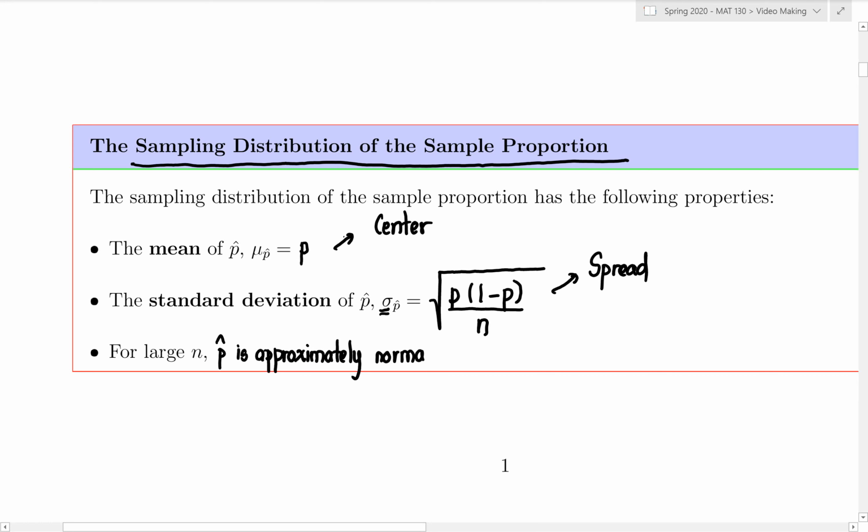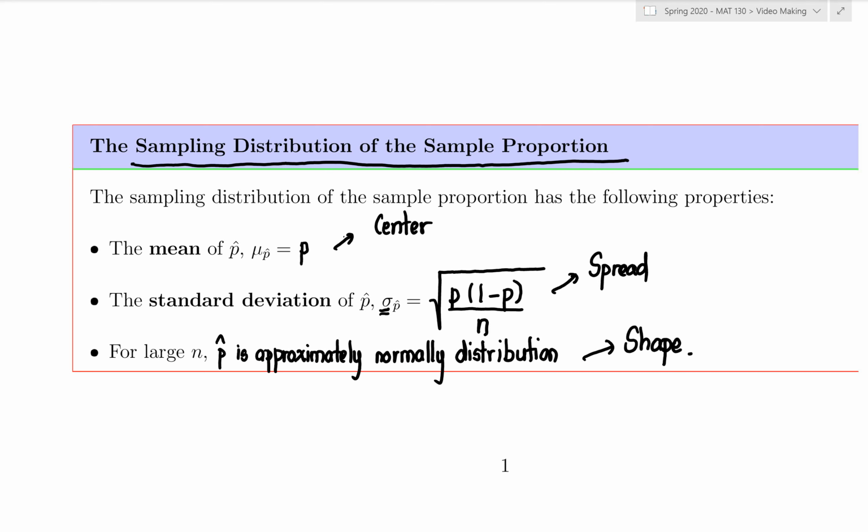All right, so we have our own version of a central limit theorem here for sample proportions as well. So we know what the shape looks like. Those are the three things we need to describe if we want to talk about the distribution: the center, the spread, and the shape, and we know that.